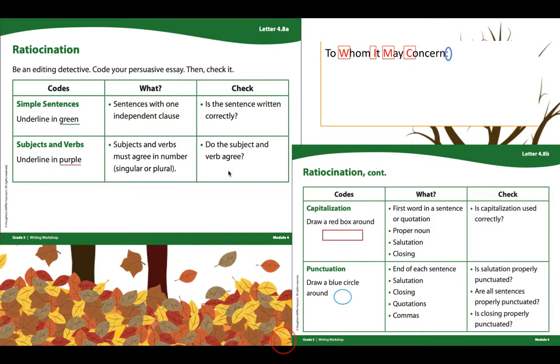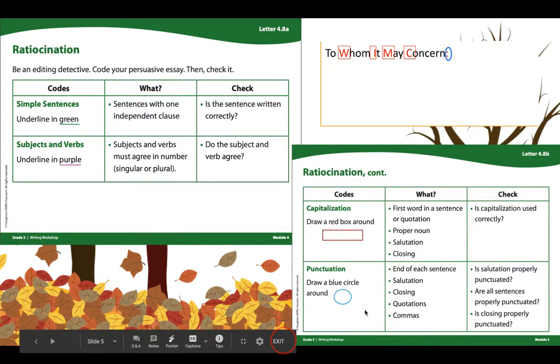Now it's going to be your turn. I want you to take the time to edit your letter using this ratiocination procedure. You want to go through the entire letter and make these marks for the codes, okay? Be that editing detective. Underline your simple sentences in green and ask yourself this question. Then you're going to want to underline your subjects and verbs in purple. Then ask this question and answer it. Make corrections as needed.